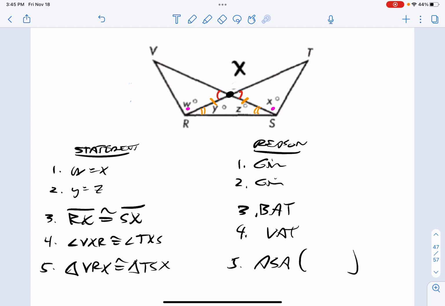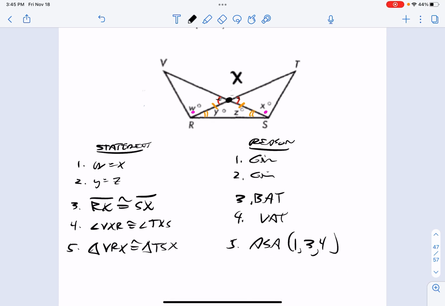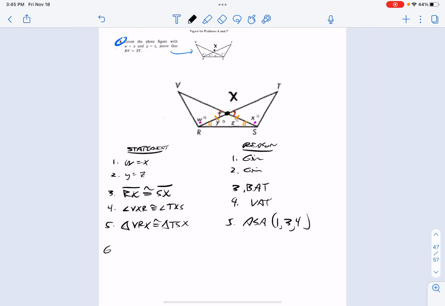And let's check our previous steps. Where did I say that these pink things match? W matches X, that's in step 1. Where did I say that segment RX matches segment SX? That is in step 3. Where did I say that these red ones match? That is in step 4. And now CPCTC, as before, finishes this for us.